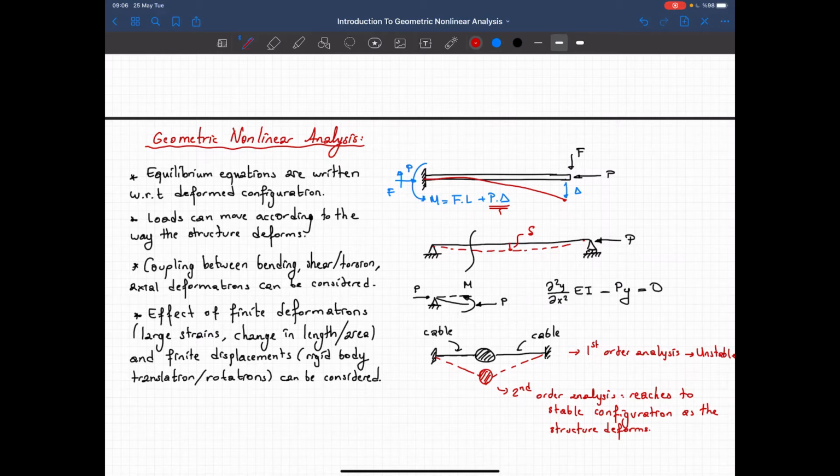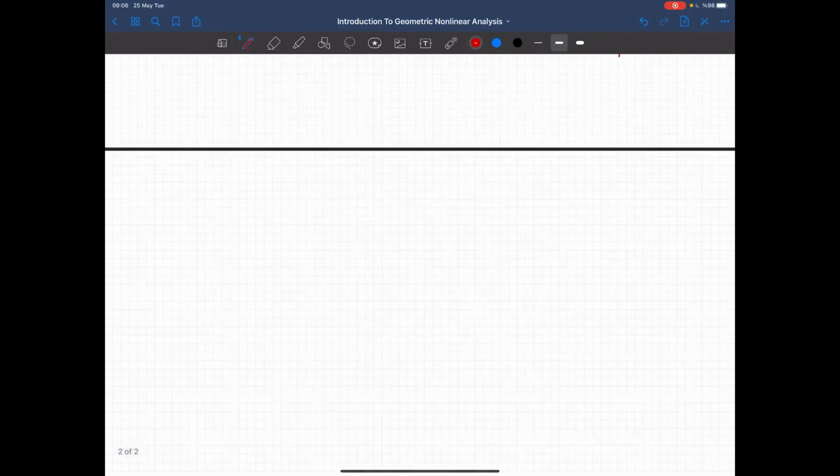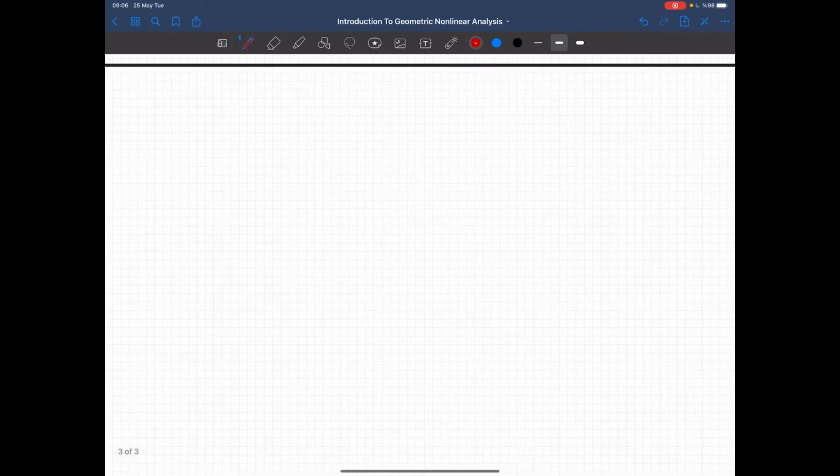For example, you can say, okay, I'll have large deformations but small displacement, or the other way around, or you can just say that I only want to consider the effect of loading in the deformed configuration. So with these combinations, you can perform different geometric nonlinear analyses by considering different levels of detail.